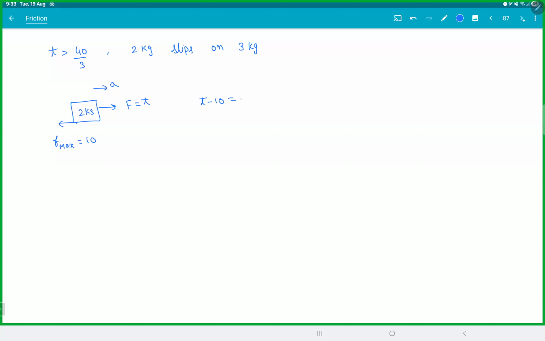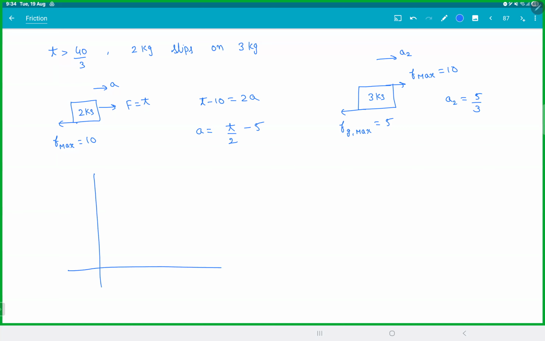Acceleration: T minus 10 is equal to 2A. Acceleration is T by 2 minus 5. For the 3 kg block, this is 10. F ground max is 5. A2 will be 5 by 3.